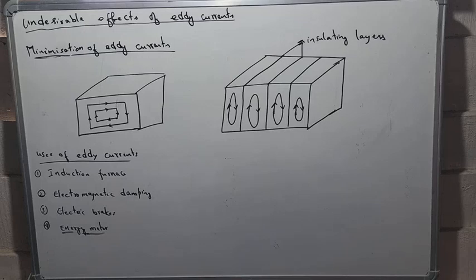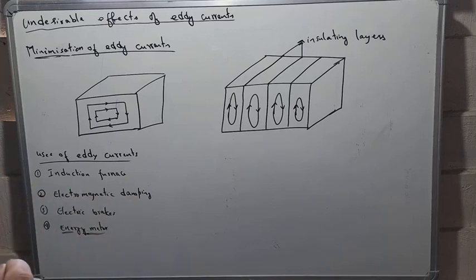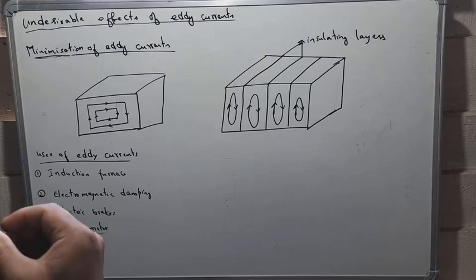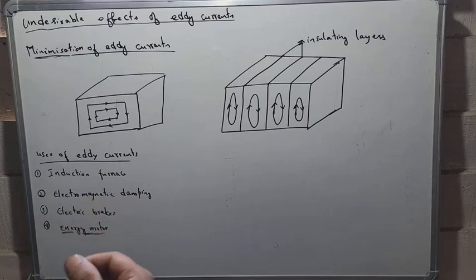Like in the core of the armature of an electric motor or of a dynamo, or in the core of the transformer, there are always eddy currents. These eddy currents in the core will produce a lot of heat, and as a result the core of the transformer, or the core of the armature of the electric motor, may get damaged.